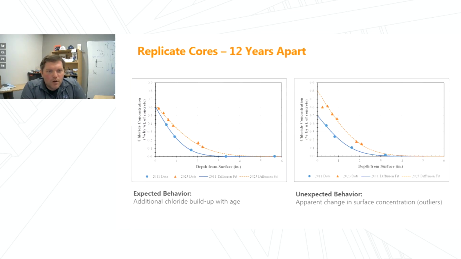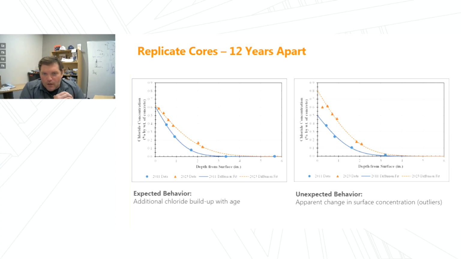So about 12 years apart, what we're seeing in these plots are some examples of chloride concentration profiles. The blue curves are the 2011 data, and the orange curves are the 2023 data, all for uncracked core samples over this series of bridges. In general, we saw the expected behavior of similar surface concentrations, but with additional chloride buildup or chloride ingress with age.